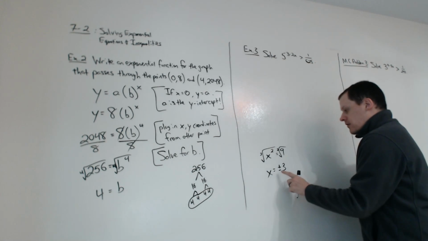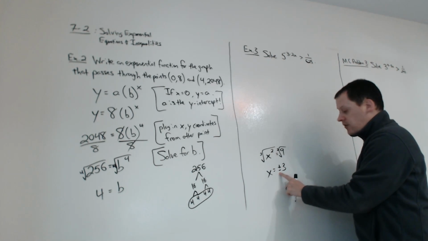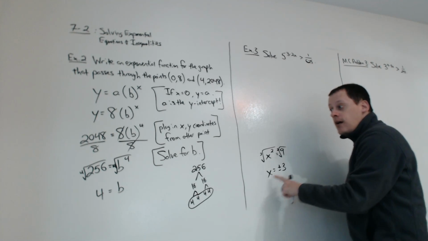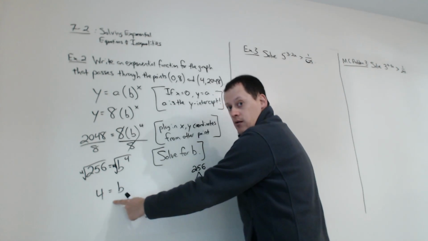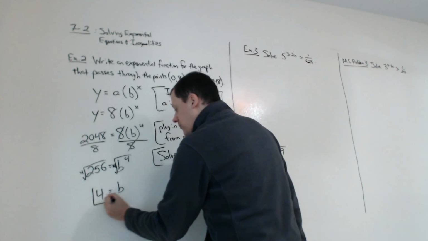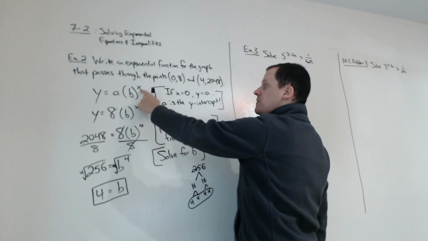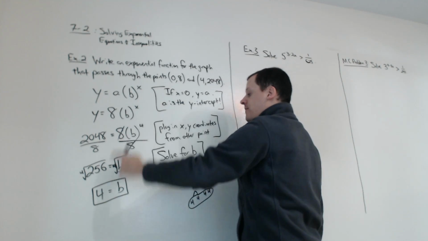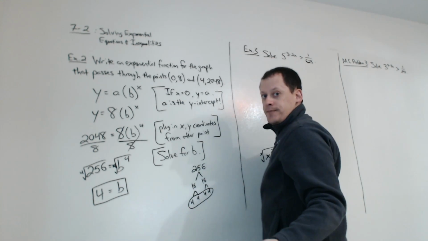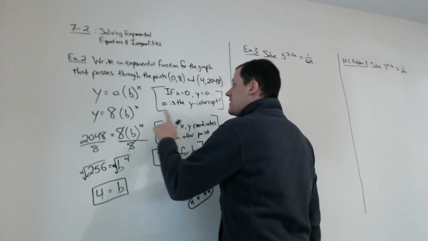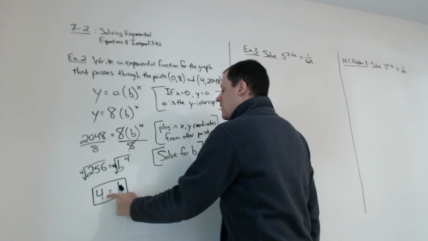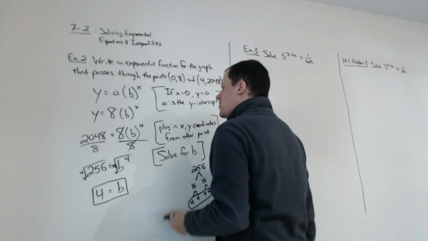Now, when we did this, we said it was plus or minus 3. But here I'm saying B is 4. It's not plus or minus 4, and the reason for that is B is the number that's being raised to the x power here. This needs to be positive. Okay, that's the only way this is going to work. So this has to be a positive 4. So B is 4.